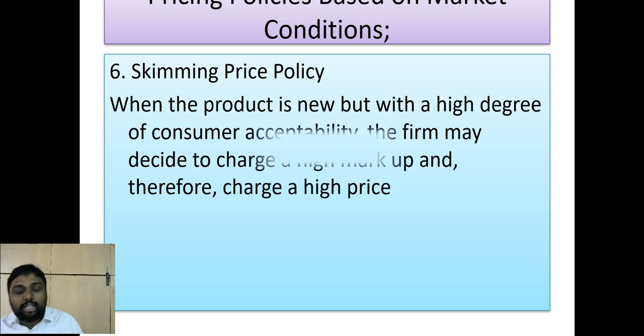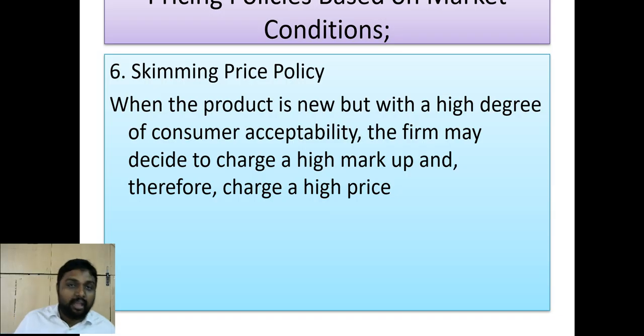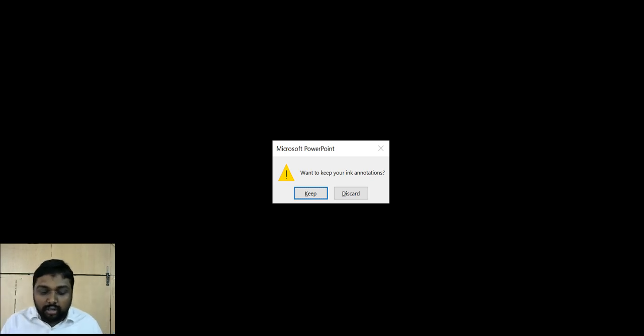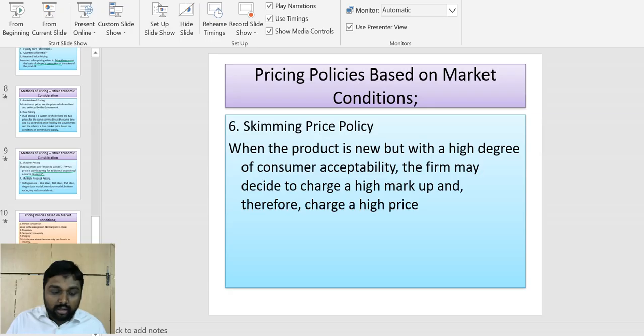So the opposite of skimming price policy is penetrating pricing policy. What is meant by penetrating pricing? You charge a low price initially to attract the market. That is what is called penetrating pricing. So these are all the different methods of pricing policy.